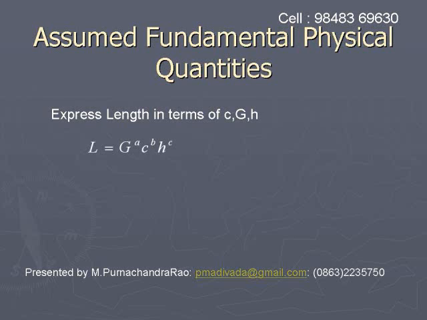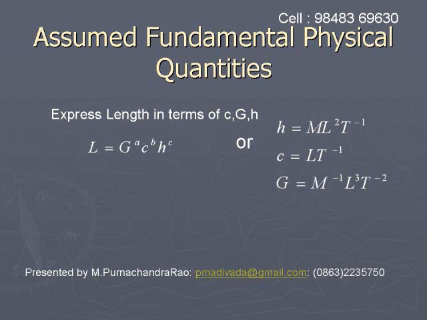Let us suppose L is equal to g to the power of a, c to the power of b, h to the power of c. The dimensional formula of g is M to the power of minus 1, L to the power of 3, T to the power of minus 2. The dimensional formula of c is L T to the power of minus 1. The dimensional formula of h is M L square T to the power of minus 1.